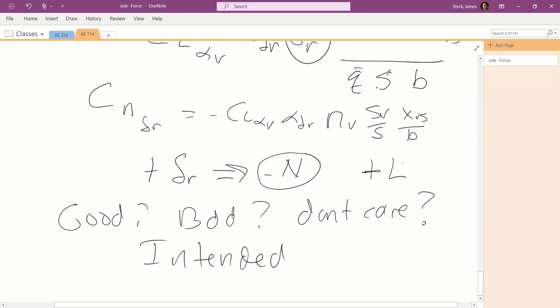And we talked about this, but why not revisit it? How about the roll? We can make this a script L. So is the positive rolling moment from the rudder good, bad, don't care, intended, unintended, side effect? It's a side effect, right? But we can take advantage of that.